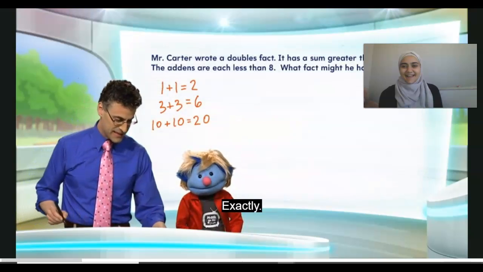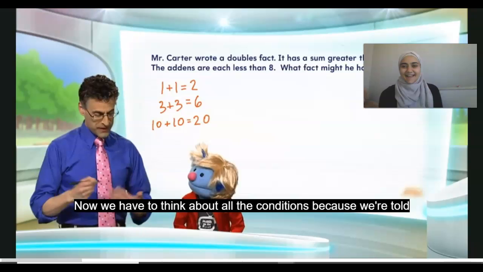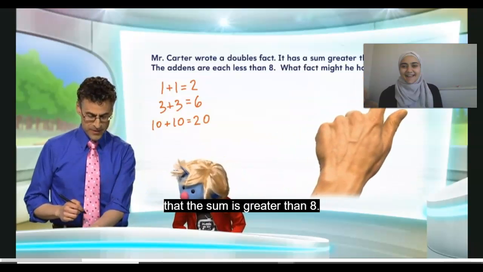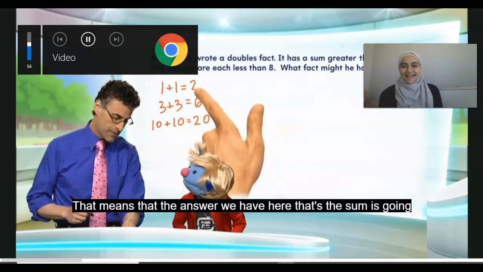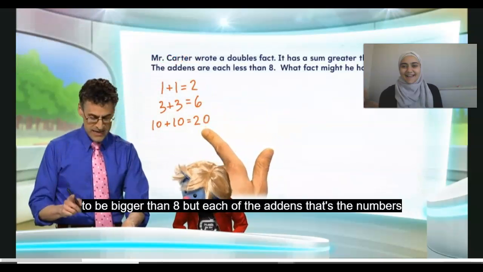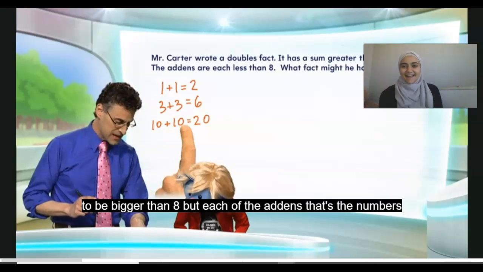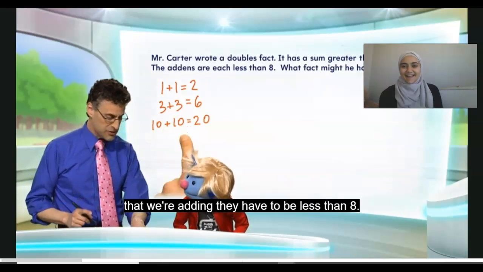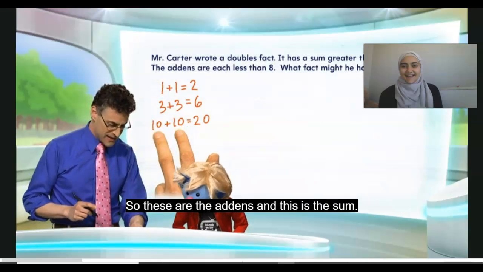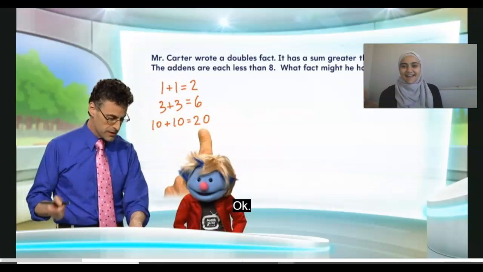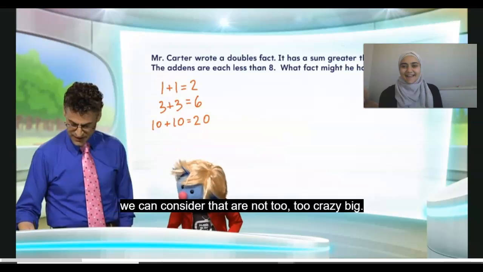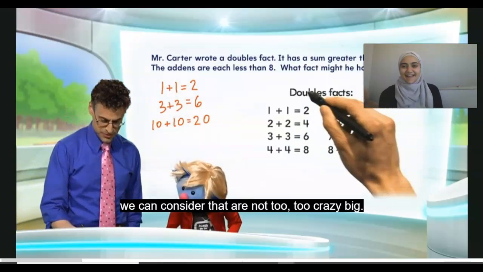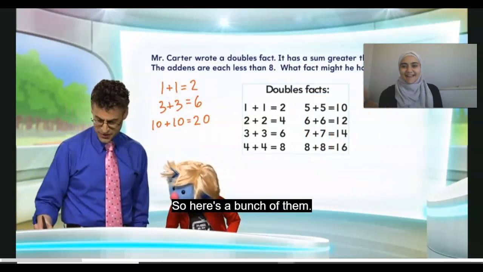Doubles facts. Exactly. Now, so we have to think about all the conditions, because we're told that the sum is greater than 8. That means that the answer we have here, that's the sum, is going to be bigger than 8. But each of the addends, that's the numbers that we're adding, they have to be less than 8. So these are the addends, and this is the sum. Okay. So let's take a look at all the possible doubles facts we can consider that are not too crazy big. So here's a bunch of them.